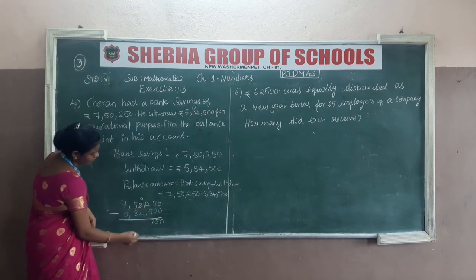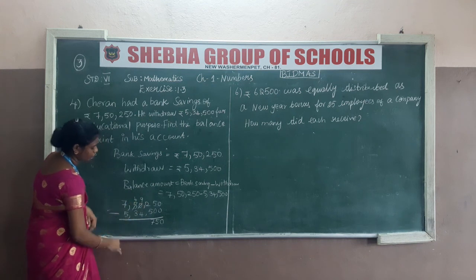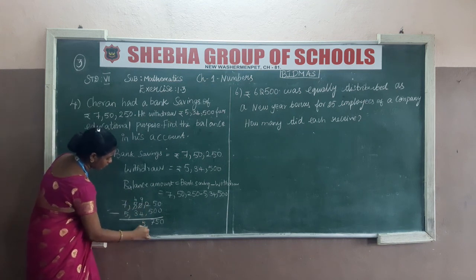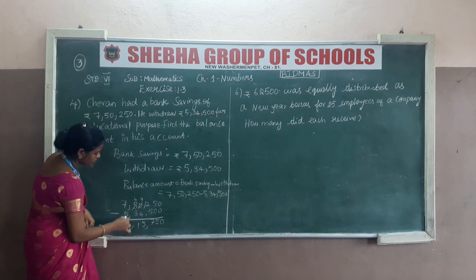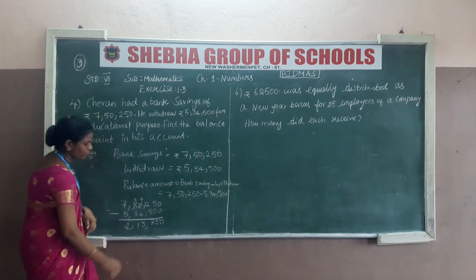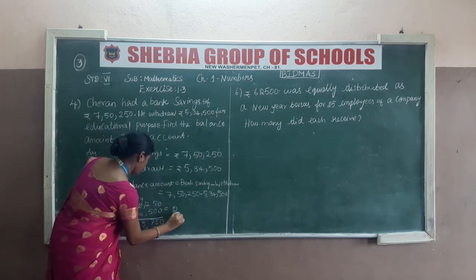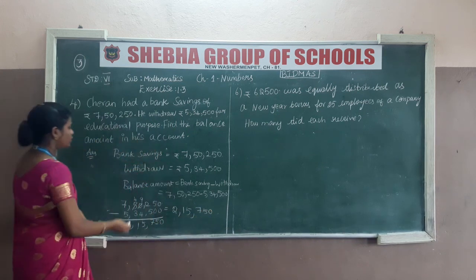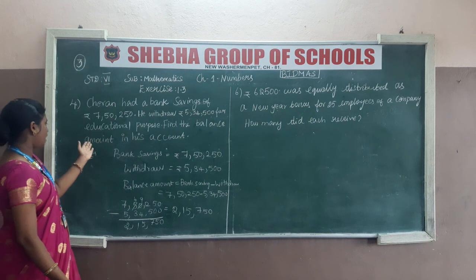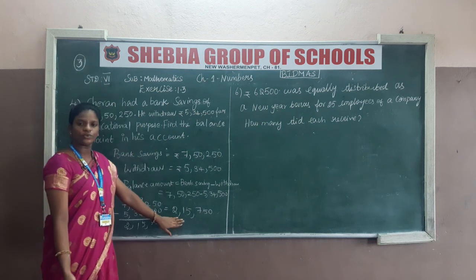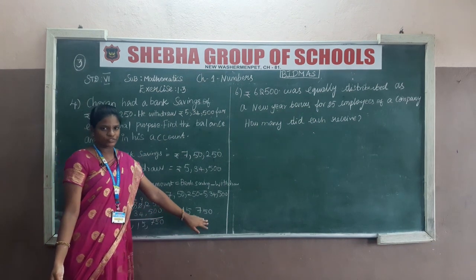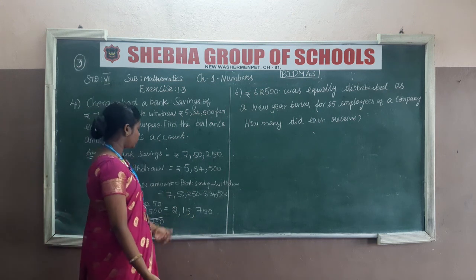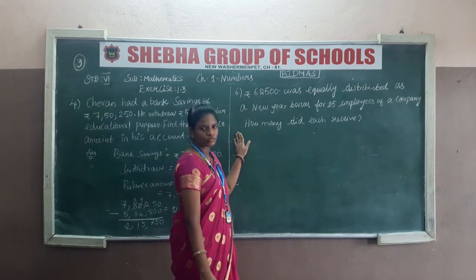And then 9 minus 4, so here the number has been borrowed. So 9 minus 4 is 5. 4 minus 3 is 1. Then 7 minus 5 is 2. So we have to write the number 2,15,750 rupees. So the balance amount in his account is 2,15,750 rupees. I hope you understand this sum. Then we have to move to the sixth sum.